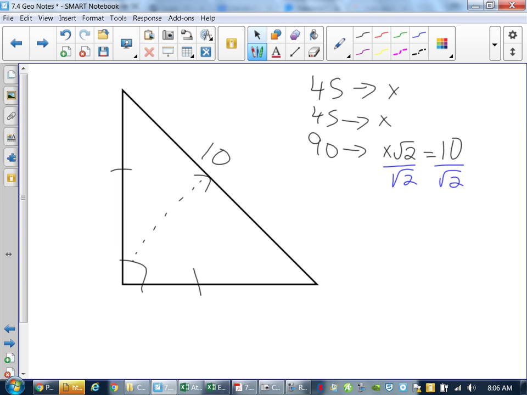Throw it in your calculator. When you throw it in your calculator, and this is the important thing about having the multi-view calculator, is that it rationalizes your denominator for you. The root 2 goes away, and you get x is equal to 5 root 2, which means across from both 45-degree angles is what? 5 root 2, because that's the value here.